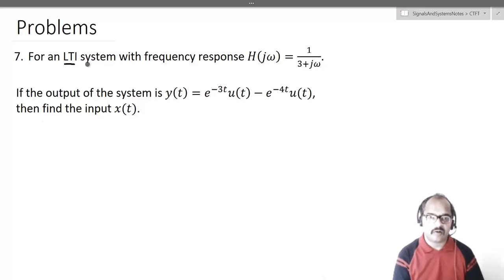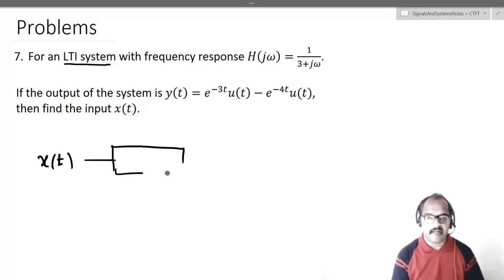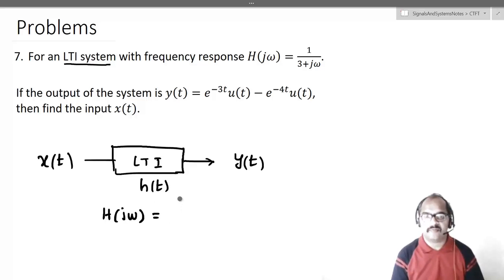Because we are talking about an LTI system, let us first draw the block diagram. So x(t) is passed through an LTI system, and let the output be y(t). What does the LTI system have? It is given that the frequency response of this system is 1/(3 + jω).